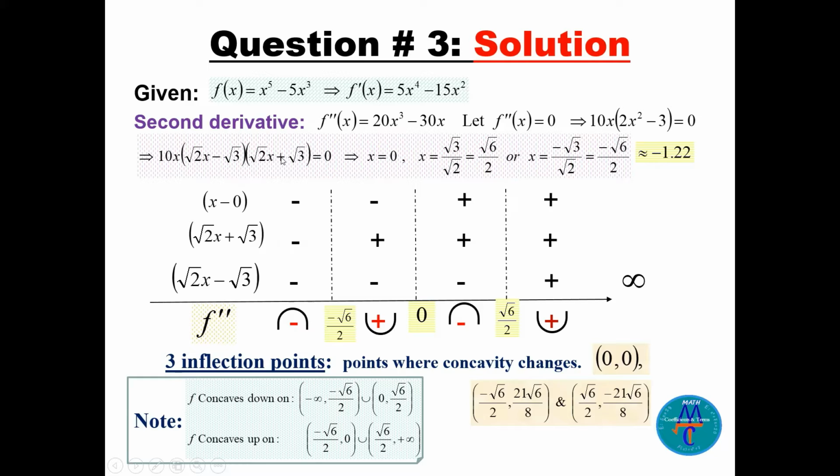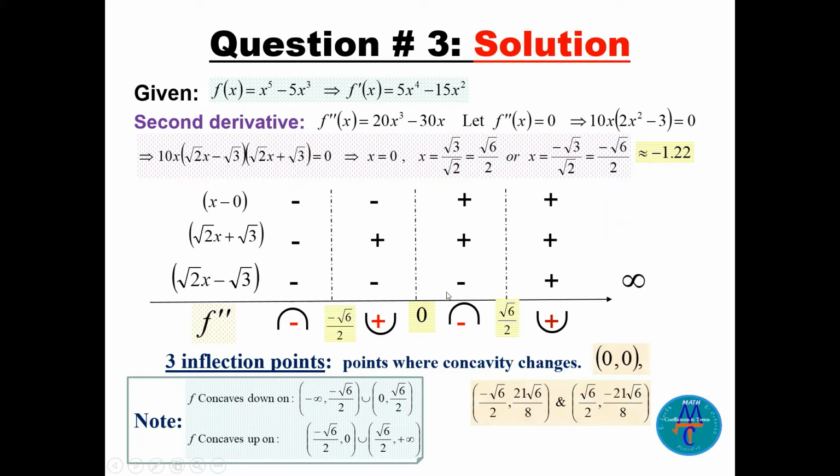Square root of 2x plus square root of 3. So x can be 0 or square root of 3 over 2. When you rationalize, you get square root of 6 over 2, or minus square root of 3 over square root of 2. When you rationalize, you get minus square root of 6 over 2. Now, this number here, square root of 6 over 2, is approximately 1.22, and this one will be minus 1.22.